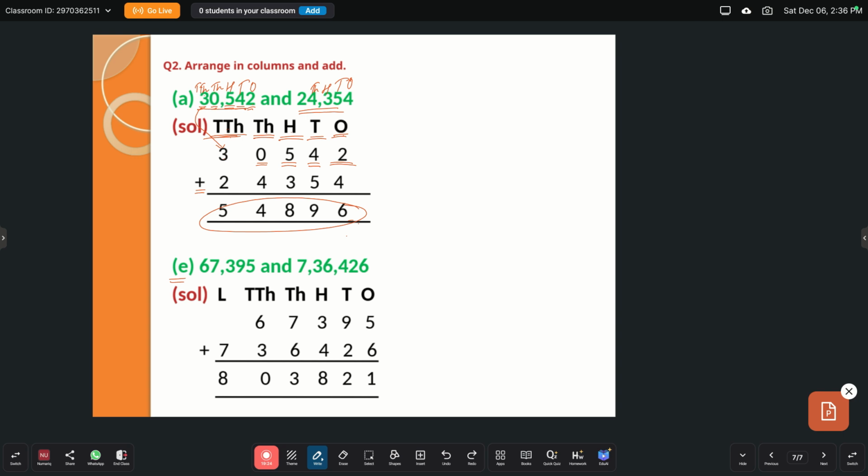Now, we will move to part number E. Okay. What is part number E? Here, I am having 67,395 as my first addend and 7,36,426 as my second addend. Okay. So, we will again write down the places first. But we will start from ones place. Ones, tens, hundreds, thousands, 10,000s and lakhs.